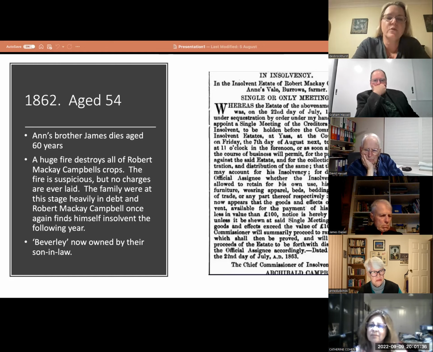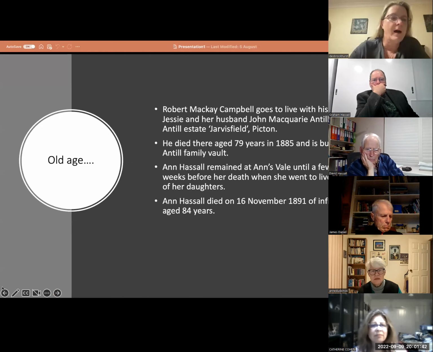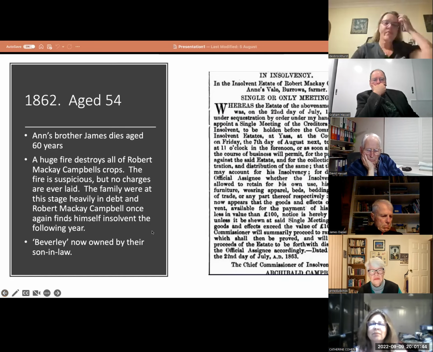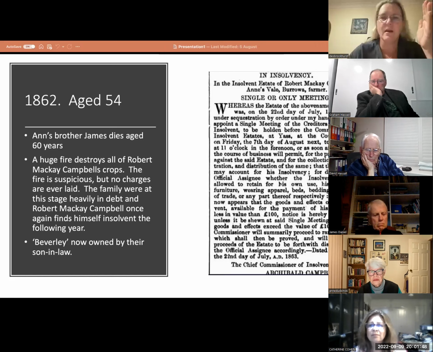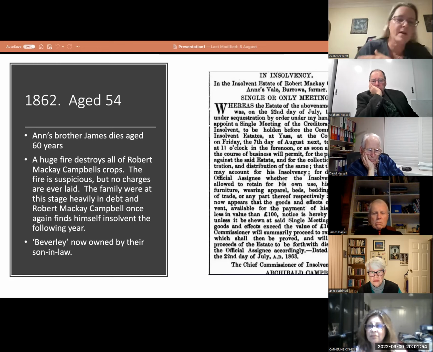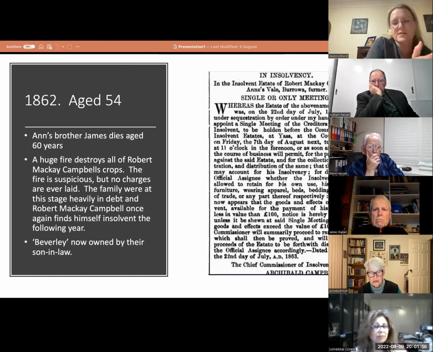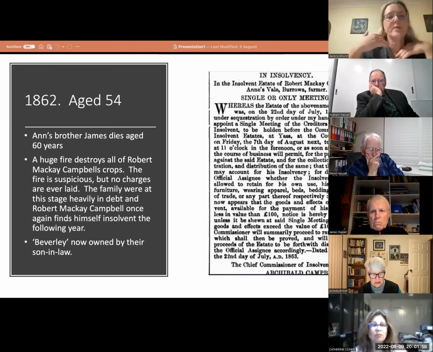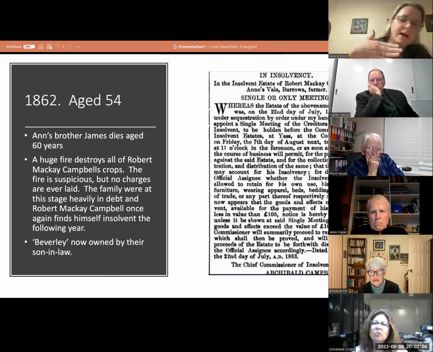Their son-in-law, also named William Campbell, which I think I've got on the next slide. No, I haven't, sorry. He's also the magistrate and the justice of the peace and what have you. He signs the insolvency papers, and somehow Beverley is transferred to him. So the property Beverley remains in the family through, I'm not 100% sure, legal ways, but it does.